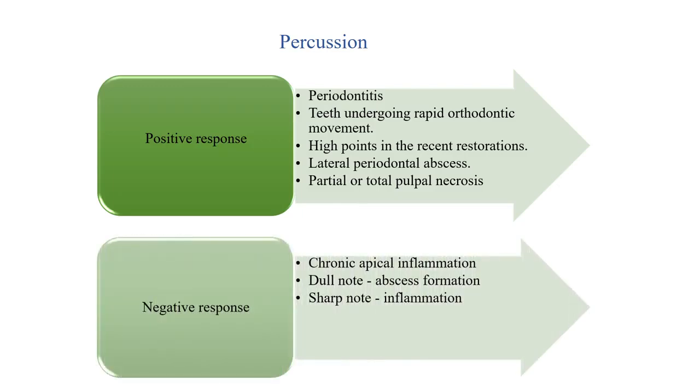A negative response may not necessarily indicate that the periodontium is normal. It may also be because there is a chronic apical inflammation. Because of this, the periodontium is not responding. So we should correlate other findings and then arrive at our diagnosis.